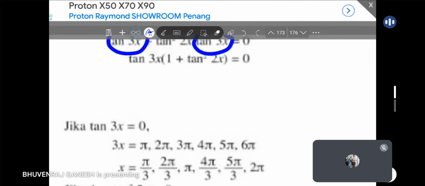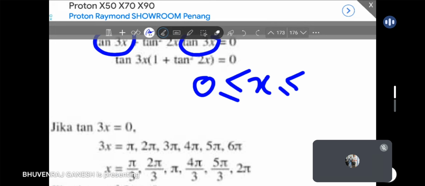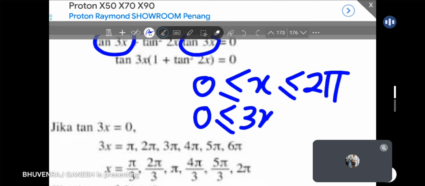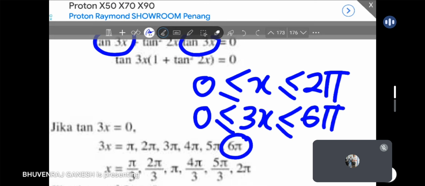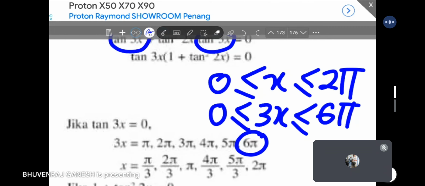So if tangent 3x equal to 0, so you can have many x values lah. Ada ramai banyak nilai x. But of course you must follow the range. Kena ikut julat. So 0 less than or equal to x, less than or equal to 2 pi. So 0 less than or equal to 3x, less than or equal to 6 pi. So your limit can go until 6 pi only. Maximum value of 3x. So means that you just divide 3 lah to all your answers. Bagi semua jawapan dengan 3.